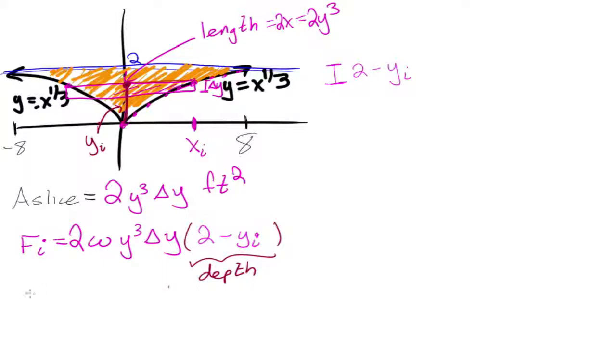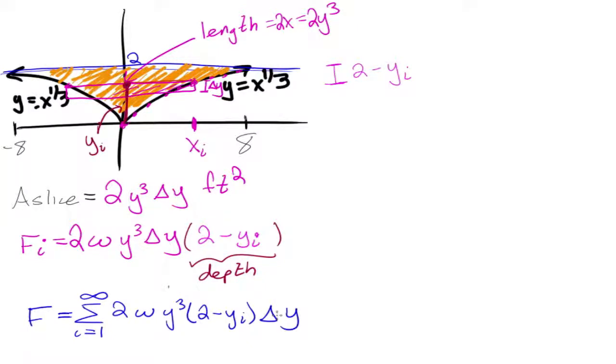Okay. And then the force written as a sum is equal to the sum from 1 to infinity of 2 omega y cubed, 2 minus y sub i, delta y. So here I have pressure, area, and then the depth. Okay, and then written as an integral, this is equal to the integral. Omega outside, you can put it outside or just leave it inside. Oh, I forgot the i there.